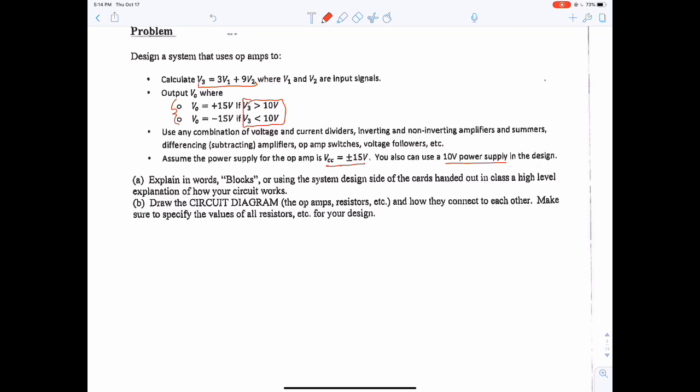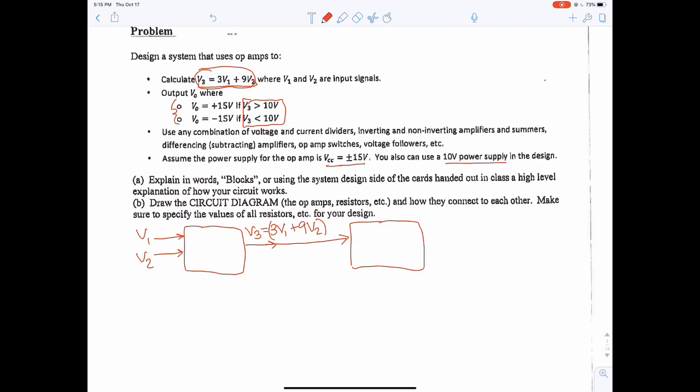So we first want to see, okay, if we're going to try to achieve this V3 equation, we need to have two inputs, V1 and V2, and they're going to go into some circuit, and out of that we're going to get V3, which will be the actual equation. So we need something that is going to give us that output. From there it's going to go into another circuit, and depending on the comparison within there, we're going to get either plus 15 volts out or minus 15 volts. So we look at the options for this first block.